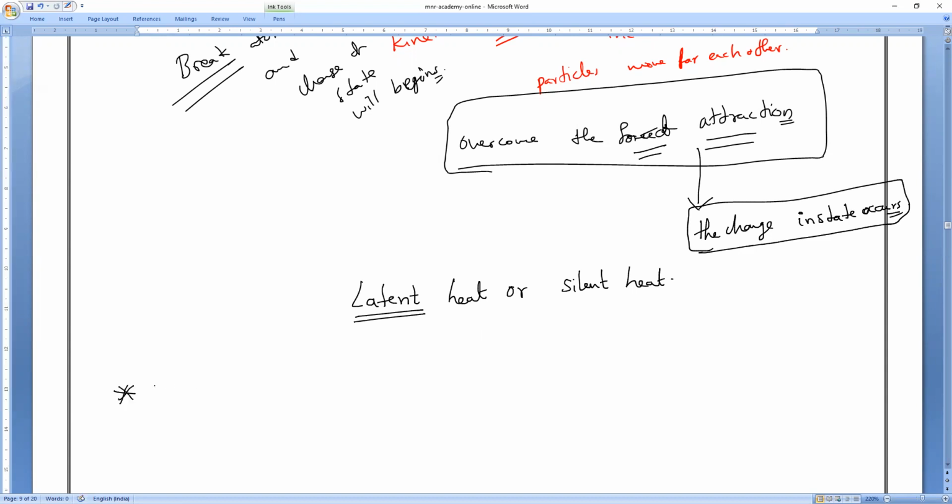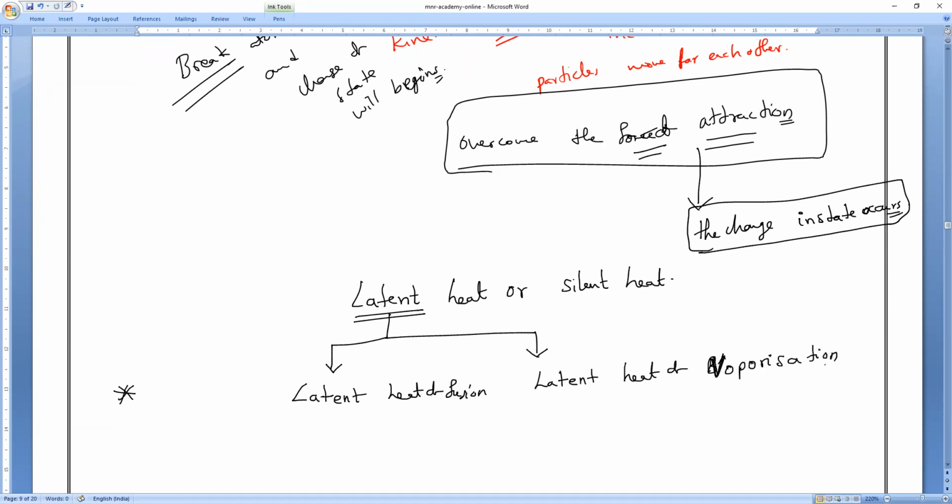So let us learn the definition of latent heat. For melting there is a different latent heat, and for boiling a different latent heat. Melting is also called latent heat of fusion. So for fusion, converting from solid to liquid, we put latent heat of fusion. And for liquid to gas, what do we call it? Latent heat of vaporization, or we can say boiling also. You can write latent heat of boiling or vaporization.